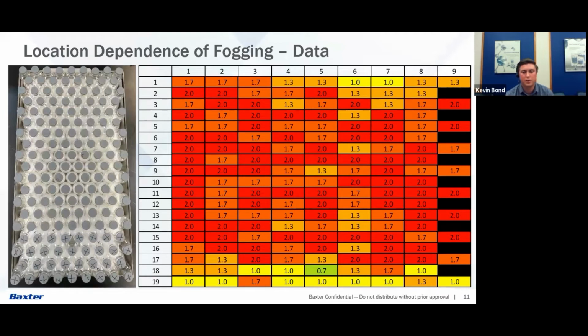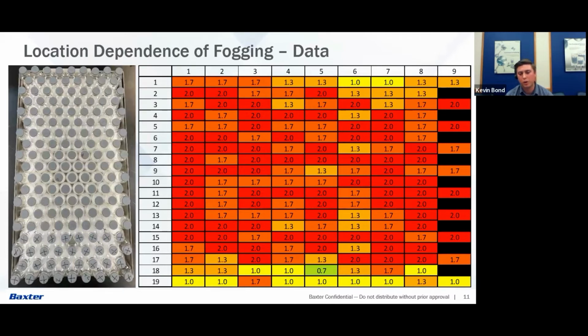So here we can see that the average vial fogging for vials in the front and back of the tray appear to generally be not as severe as vials in the center of the tray. This appears to be especially true for vials located in the front of the shelf.